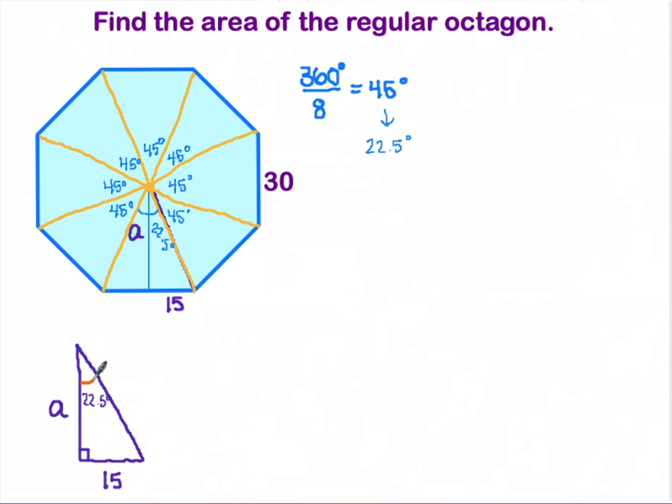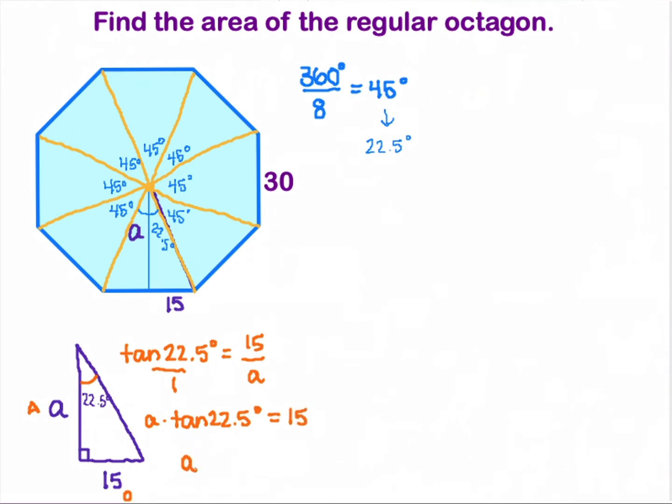Well, from the 22.5 degree angle, I have the opposite, and I wish I had the adjacent. So that's a toa. I'll be able to do a tangent. Tangent of 22.5 degrees equals opposite over adjacent, and that adjacent is the apothem. If we cross multiply, we're going to take the a times the tangent of 22.5 equals the 1 times the 15. So this is one of those where when we solve for a, we're going to wind up taking the 15 divided by the tangent of 22.5.